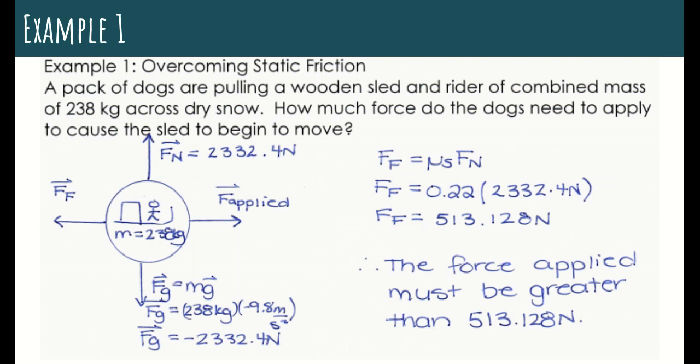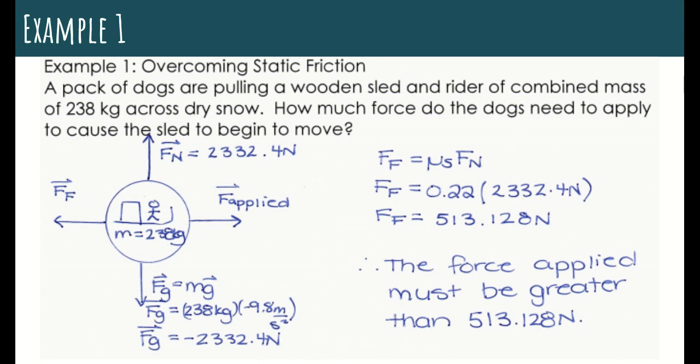A pack of dogs are pulling a wooden sled and rider of combined mass of 238 kilograms across dry snow. How much force do the dogs need to apply to cause the sled to begin to move? So here we have our free body diagram. We have the circle that represents the person on the sled. Their total mass of the sled and the person is going to be 238 kilograms. So from that, we have his mass, and we are assuming he's on Earth.